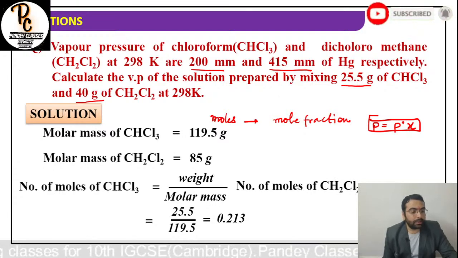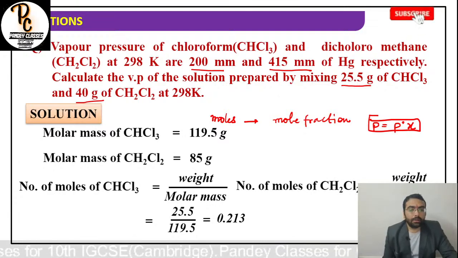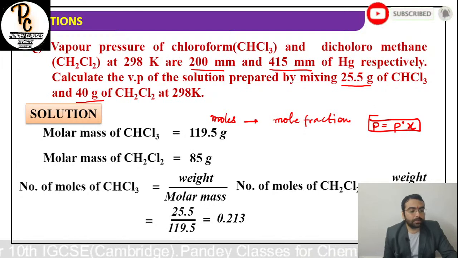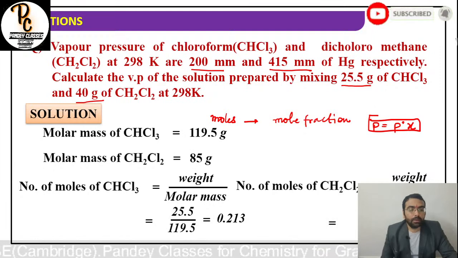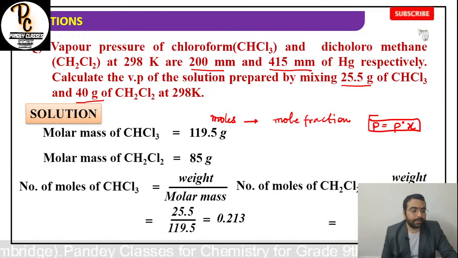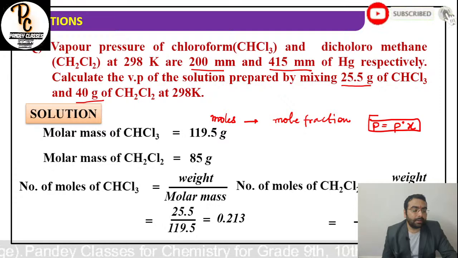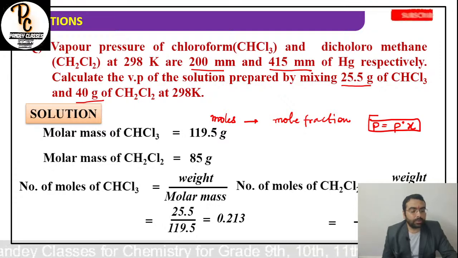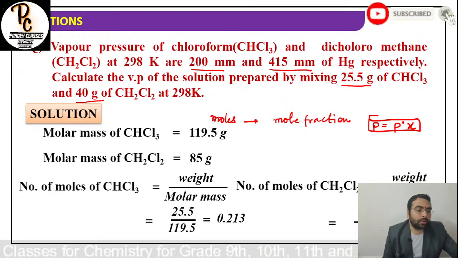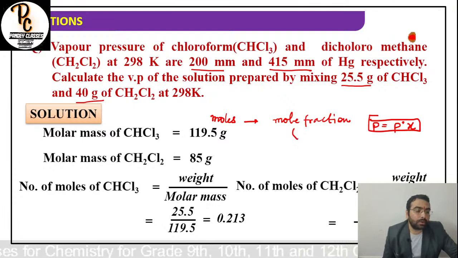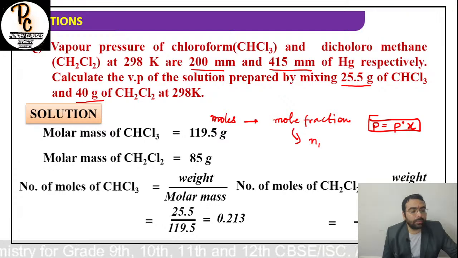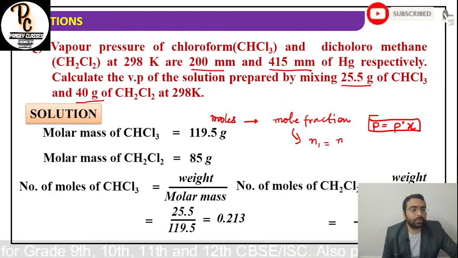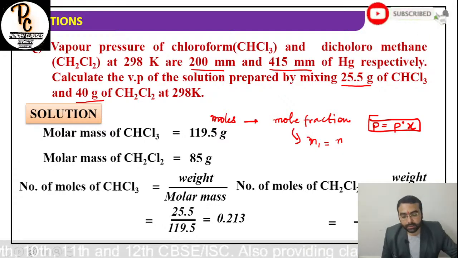Number of moles of CH2Cl2: here we have 40 grams and the molar mass is 85 grams. So 40 divided by 85 equals 0.47. In order to find the mole fraction, suppose we have two components, component 1 and component 2. So n1, or chi, sorry, I'll just replace it by chi only.